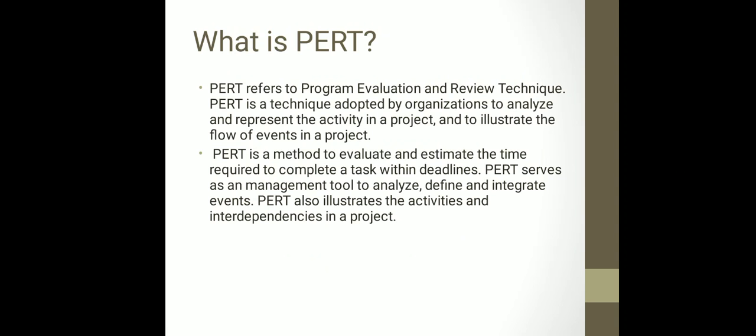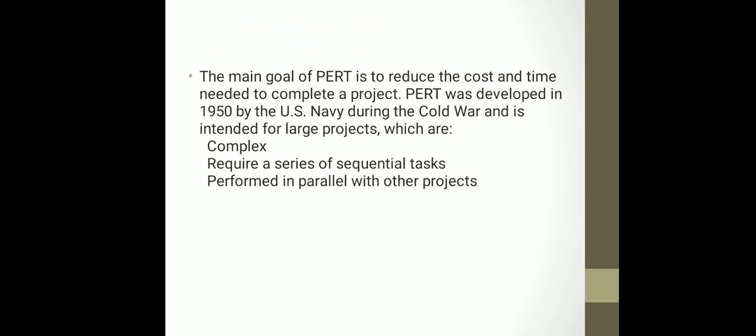What is PERT? PERT refers to Program Evaluation and Review Technique. It is a technique adopted by organizations to analyze and represent the activities in a project and to illustrate the flow of events in a project. The main goal of PERT is to reduce the cost and time needed to complete a project.